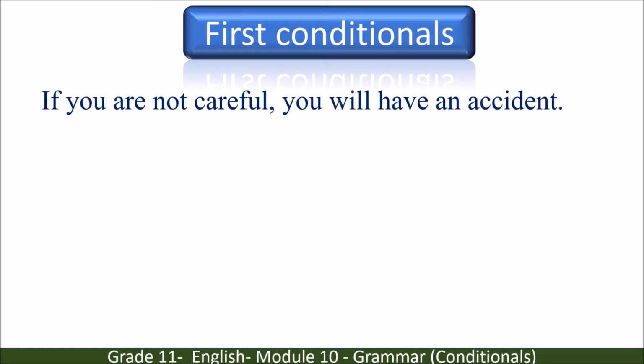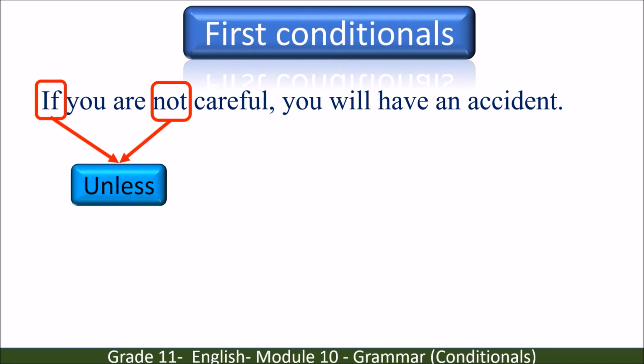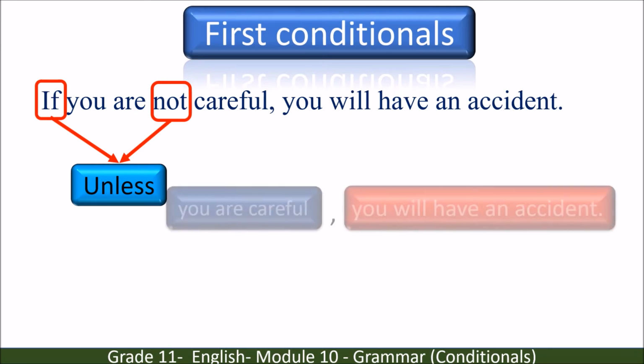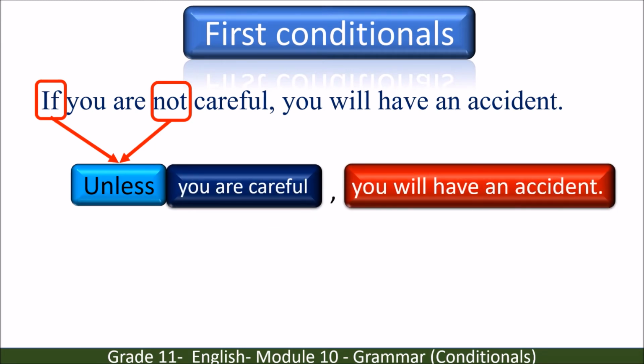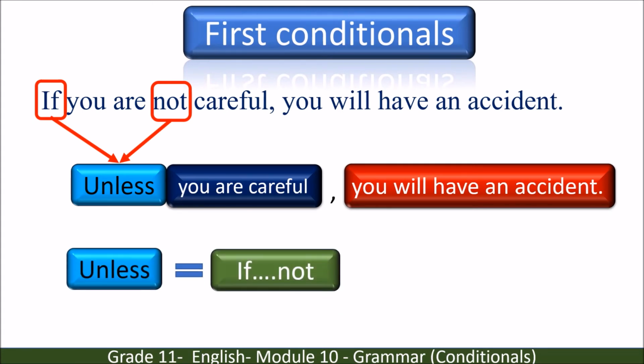We can see that the verb after if is in the negative form. In this case, we can replace if and not with one word. This word is unless. So we can say, unless you are careful, you will have an accident. This means unless equals if not.